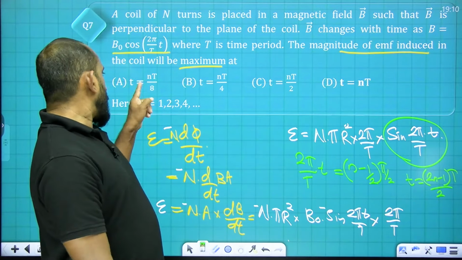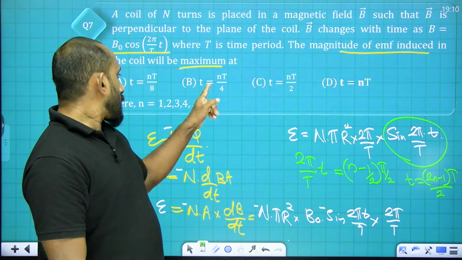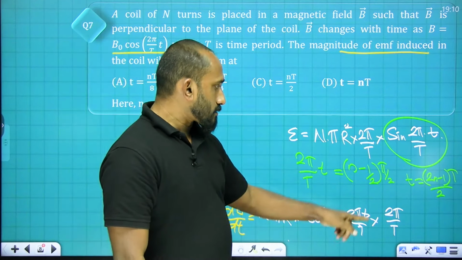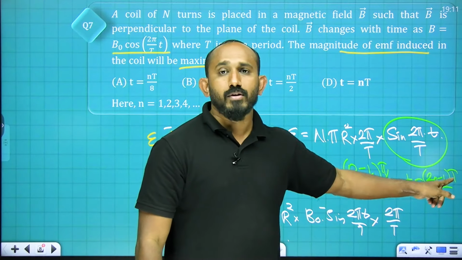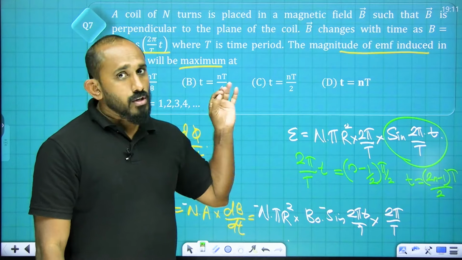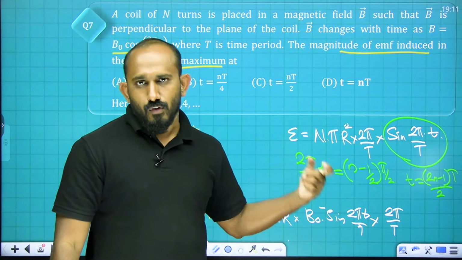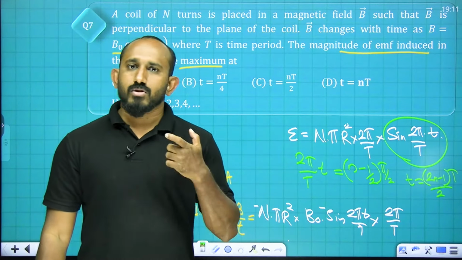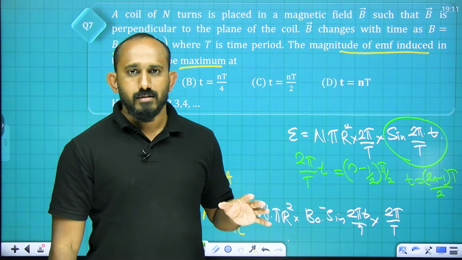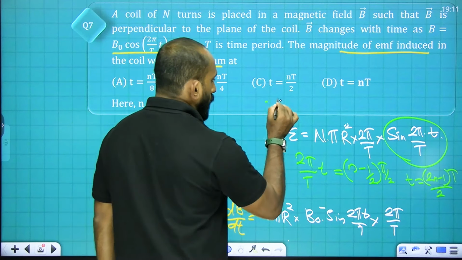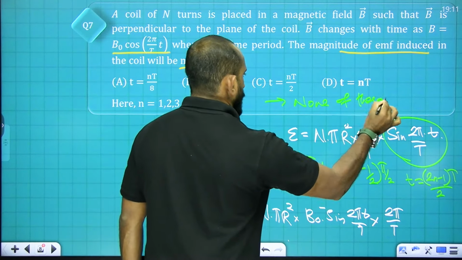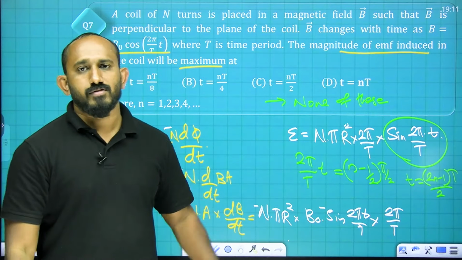But see the options here: t equal to nT by 8, t equal to nT by 4, t equal to nT by 2, and t equal to nT is coming. We are getting (2n minus 1) into T by 2. It's not there. So in that year, the 2024 one region question, this question was awarded 1 mark to all because it's a wrong answer. So here one more option is there: none of these is the answer. None of these is satisfying this question.